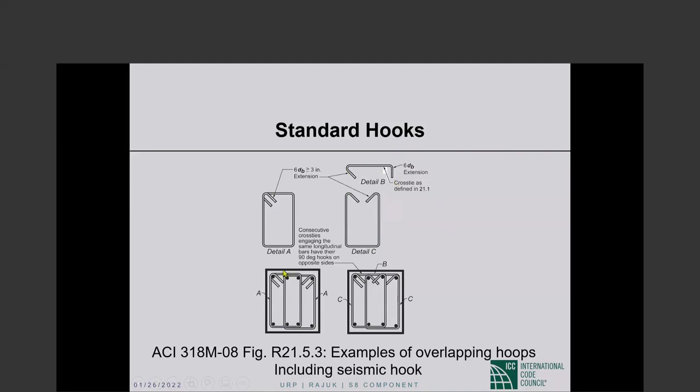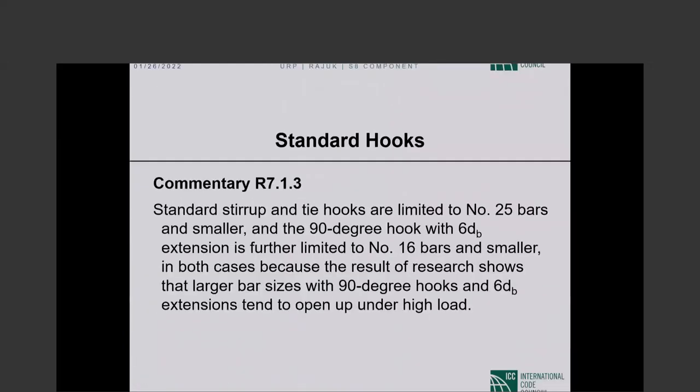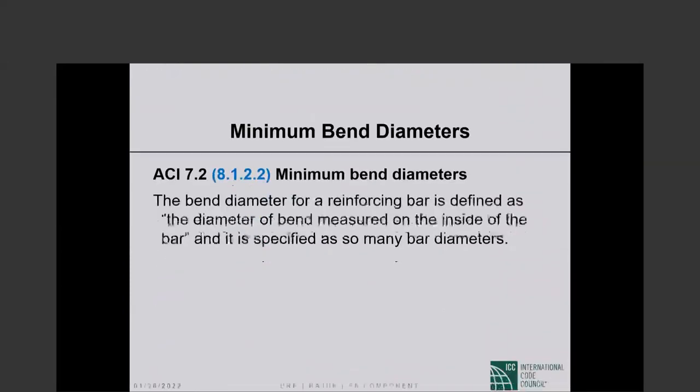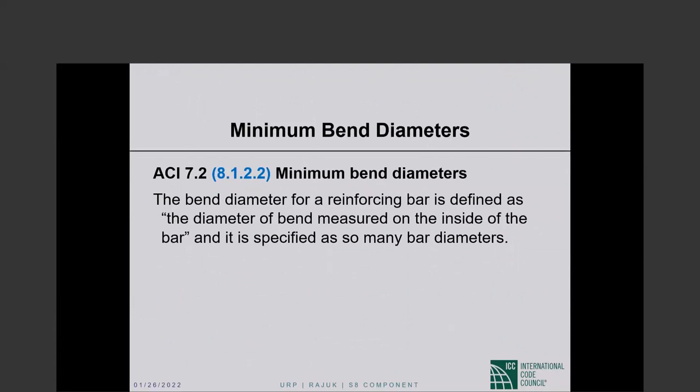And there are also overlapping hooks as shown in the lower picture. So standard stirrup and tie hooks are limited to, I will let you read the commentary. I think in this part, time is rather limited. Okay, then, so standard hook definition now, minimum bend diameters. So all those hooks require bends, 90 degree, 135 degree, 180 degree.